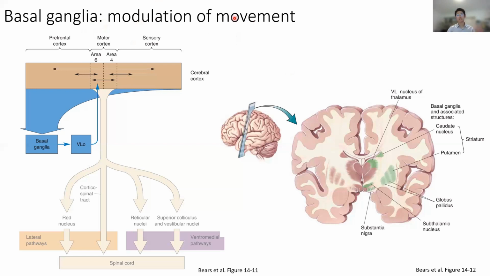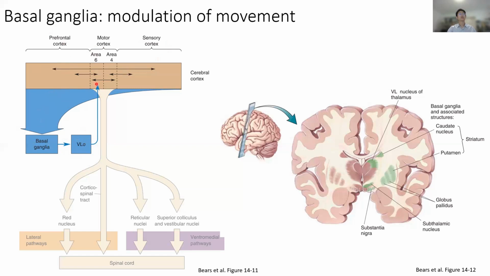But in general, it's a kind of a modulation of movement generation. So let's start with the basic structure of basal ganglia. So we see basal ganglia is connected directly with the cortex, particularly the motor cortex. And it also sends feedback to the motor cortex. And this is through the thalamus. This is called the ventrolateral thalamus.